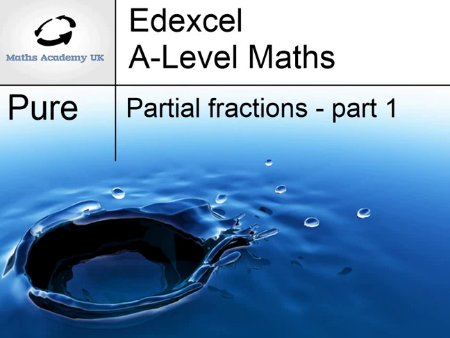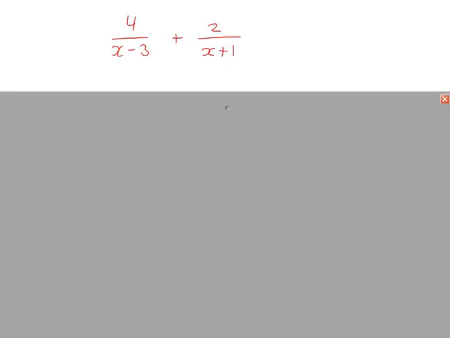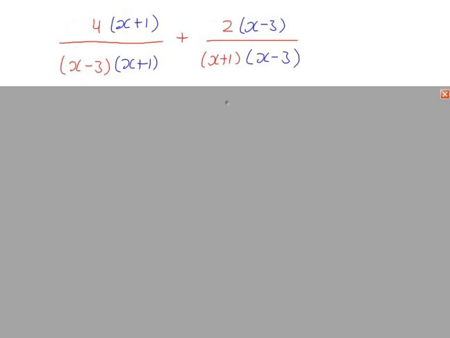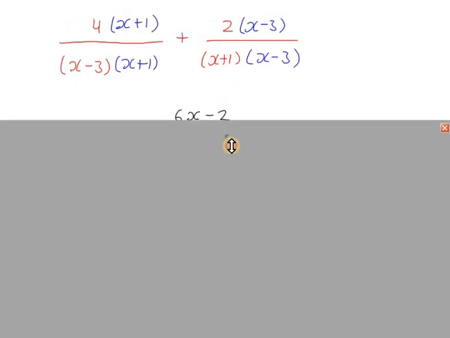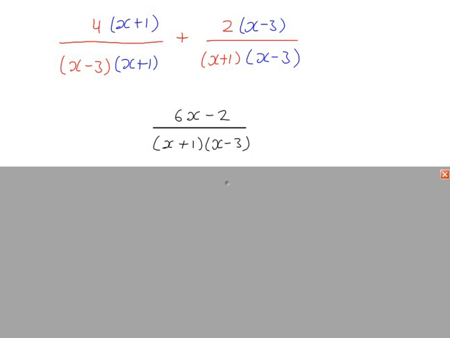Partial fractions, part 1. To add these two fractions, we need the same common denominators. So I need to multiply this fraction with the denominator here, like this. And I need to multiply this fraction with this denominator. And then simplify.